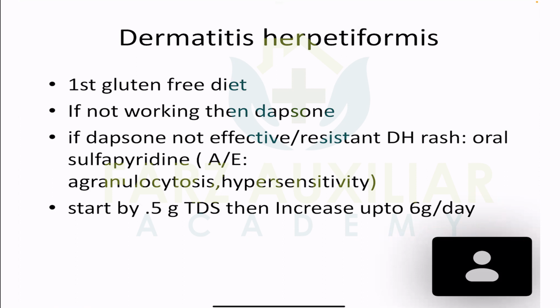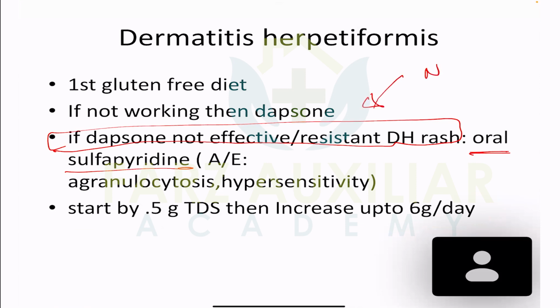If Dapsone is not effective, what will you do? There are some more advanced questions. Then you can go for oral sulfapyridine. This is a newer question. This is very important because in newer past medicine papers it has been added; previously it was not there. So it should be memorized by everyone.